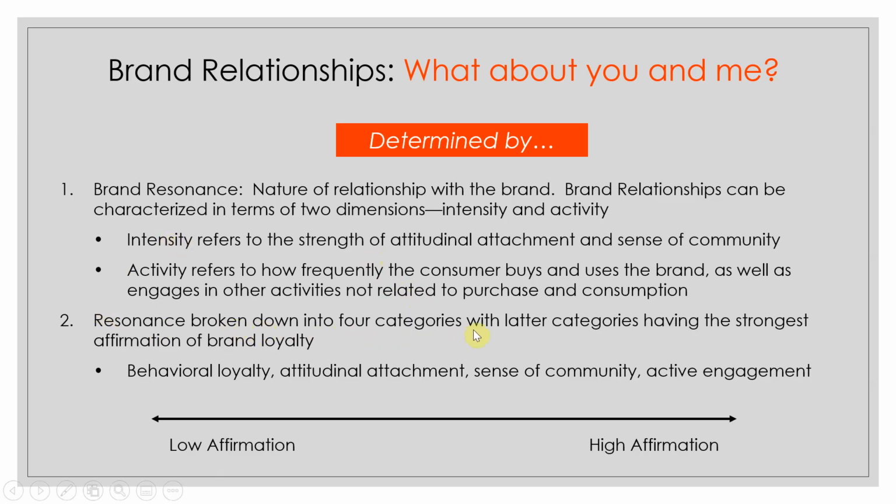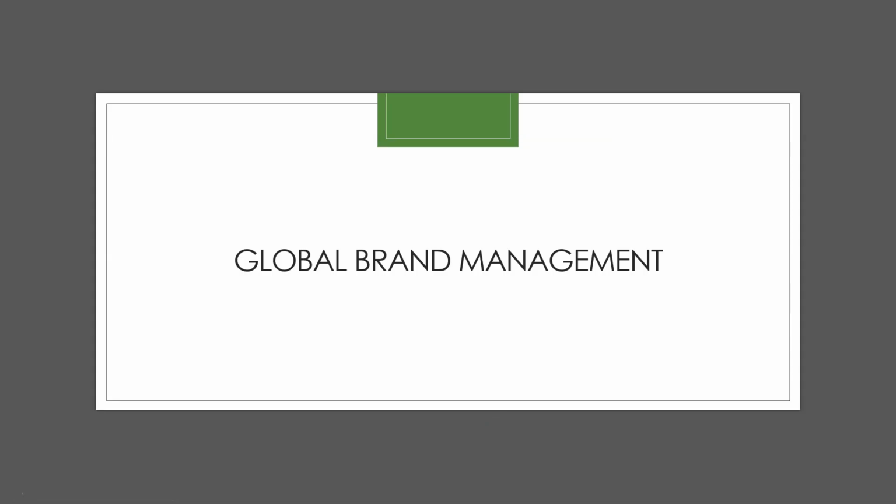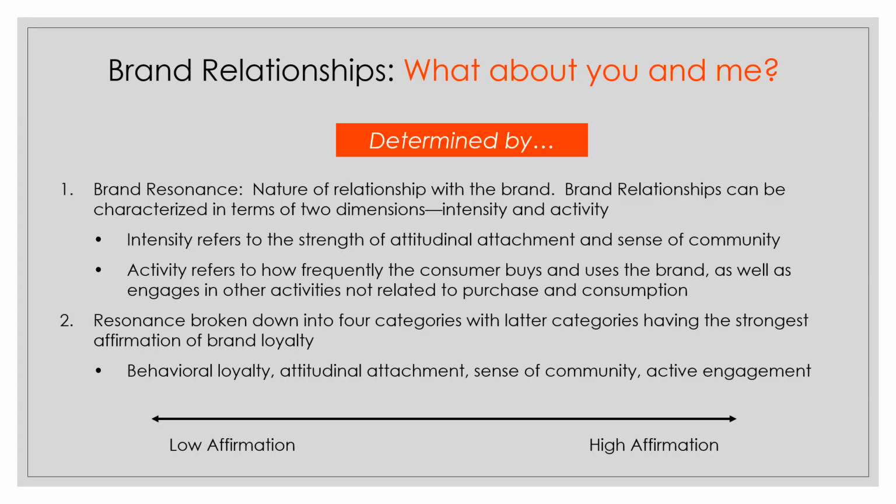Resonance is broken down into 4 categories, with later categories having the strongest formation of brand loyalty, right? As we learned from the subdimensions part, right? Behavioral loyalty, attitudinal attachment, sense of community, and active engagement. Remember the 4 categories of resonance. Okay, so we want high affirmation in these types. All right, so I covered the brand resonance pyramid and the 4 steps. Thank you very much.